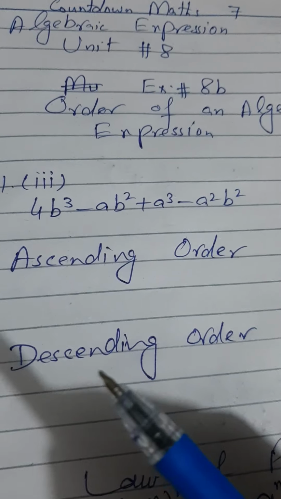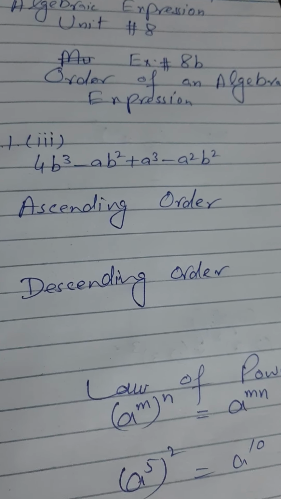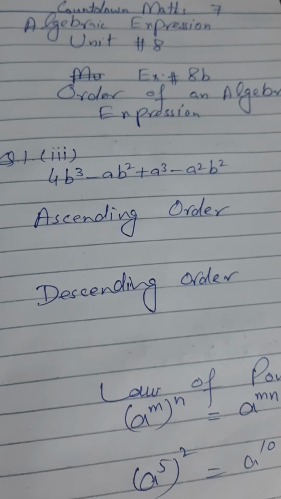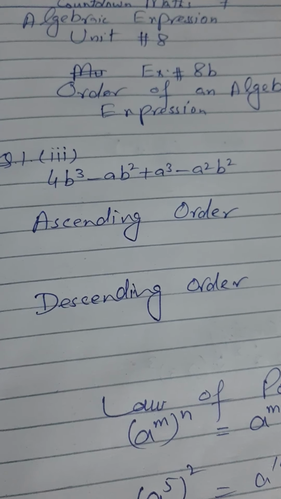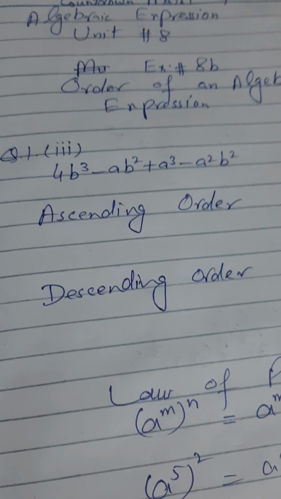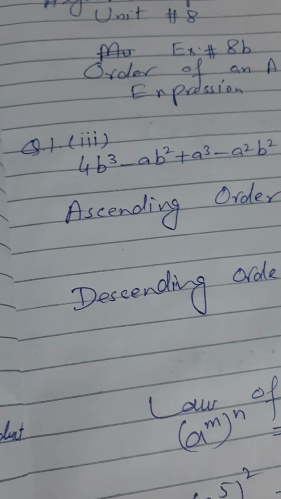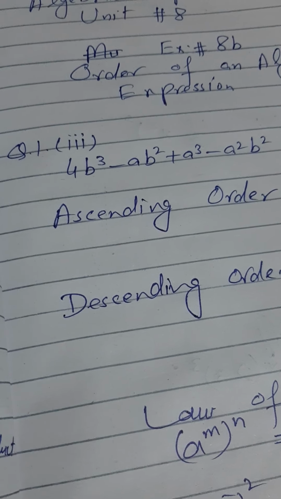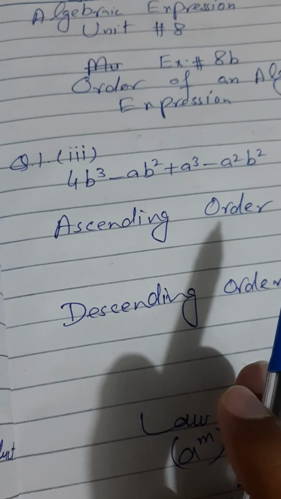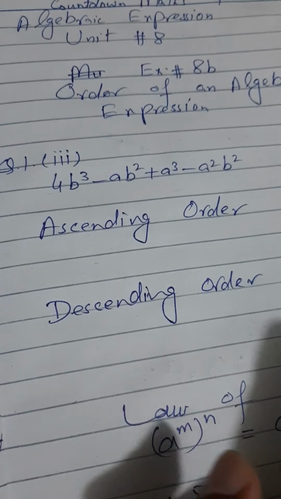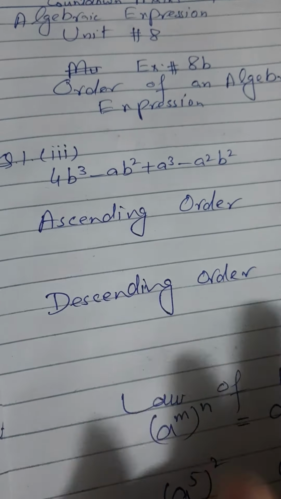So I have written the third part of the first question: 4b cube minus ab square plus a cube minus a square b square, and we have to arrange according to a variable or an unknown. So first we arrange in ascending order. When they say we have to arrange according to a, it means we have to ignore b in all terms. Just remember that we have only one variable and we have to arrange according to that variable.